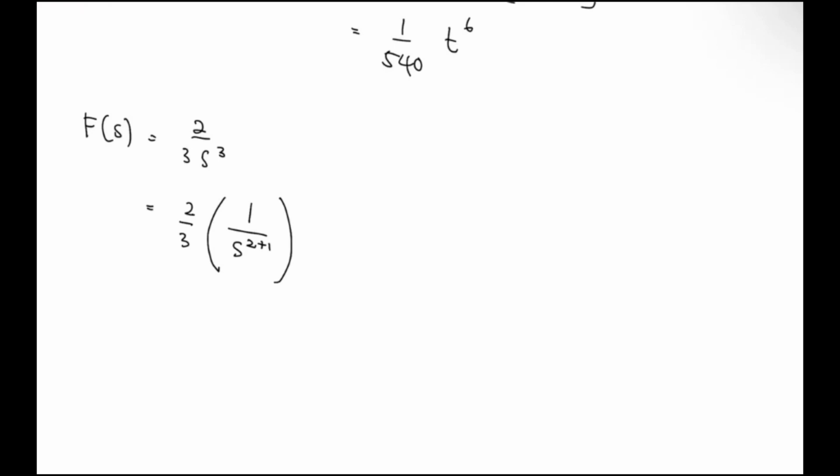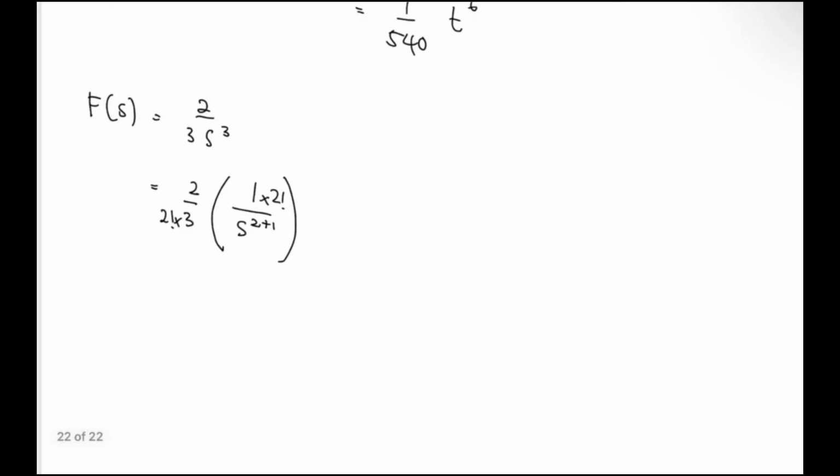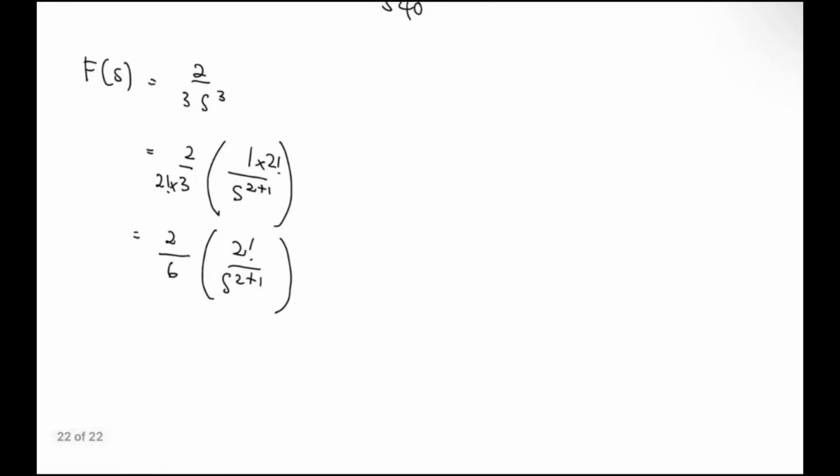And then because you have 2 plus 1 here, that means you need to multiply by 2 factorial here, and here you need to divide by 2 factorial. So you have 2 over 2 factorial is 2, 2 times 3 is 6. 2 factorial over s^(2+1). So 1 over 3. So inverse Laplace of 1 over 3 multiplied by 2 factorial over s^(2+1).